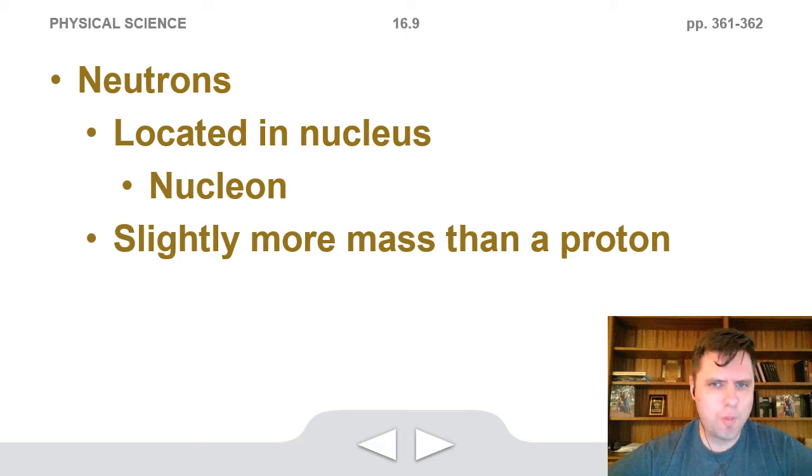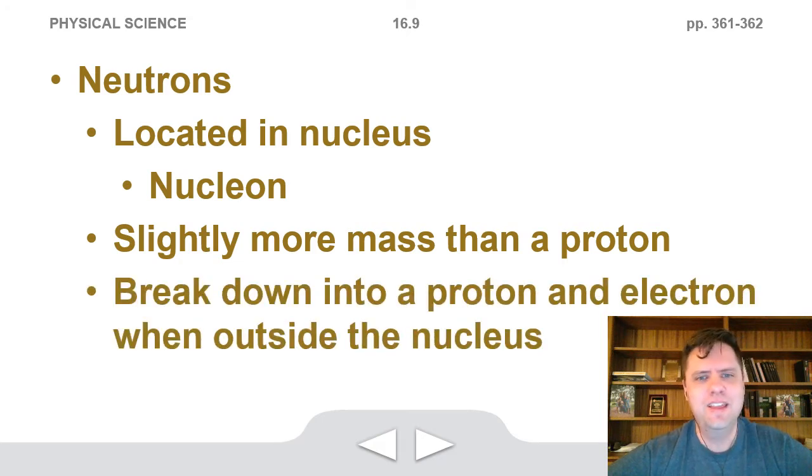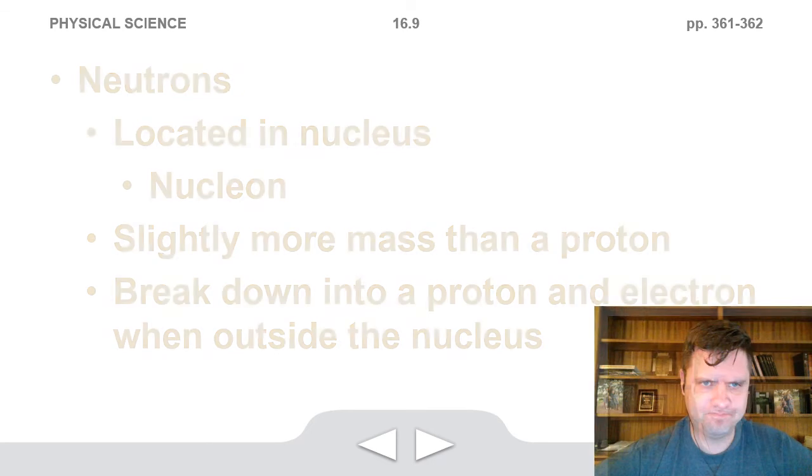It has slightly more mass than a proton, as I said earlier. It has the same mass of a proton, pretty much a proton plus an electron. And it breaks down into a proton and an electron when outside of the nucleus. I think it's within something like 15 minutes or something. If a neutron's left to itself, it will break down into a proton and an electron.